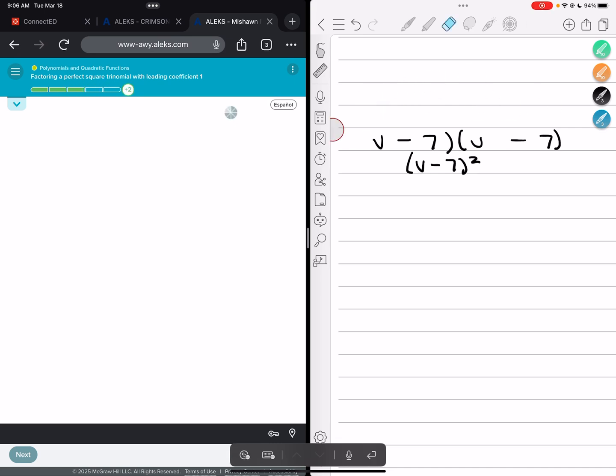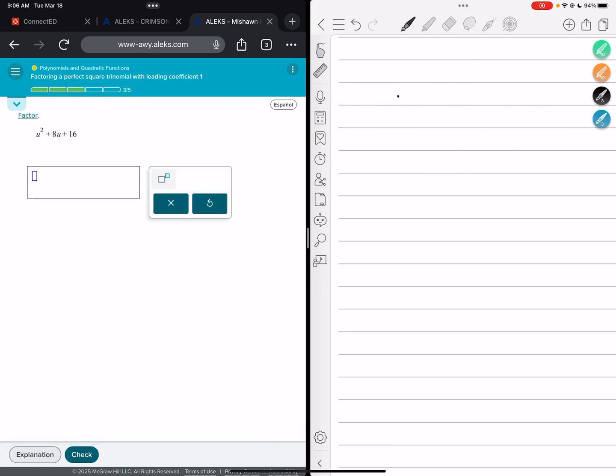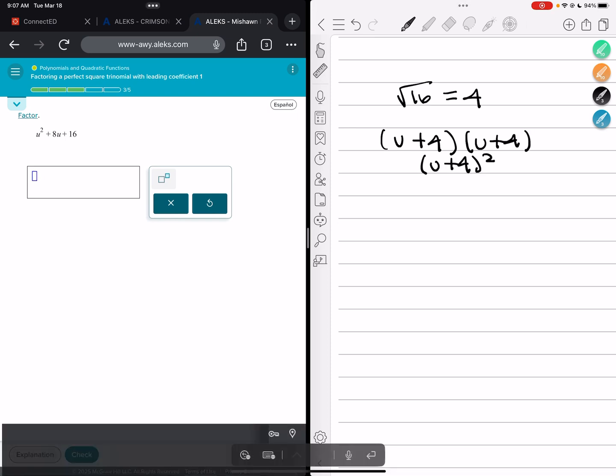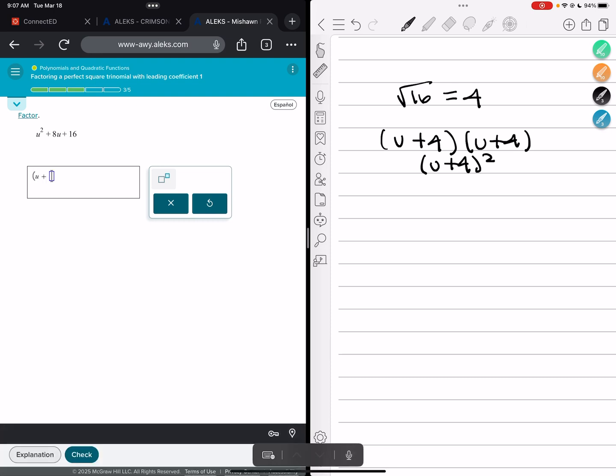All right, and doing this one last time, we can see that the square root of 16 equals 4. I can see I have positive 8, so that means I have parenthesis u plus 4 parenthesis and then parenthesis u plus 4, which simplifies to be u plus 4 squared. So that's what goes right here: I go parenthesis u plus 4 parenthesis squared, which we can check.